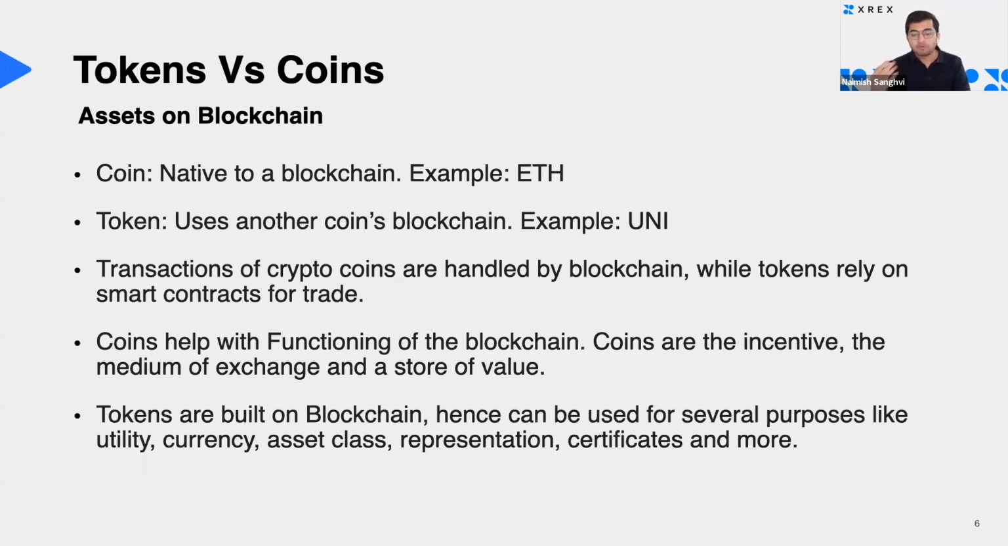Tokens are built on top of blockchain and hence can be used for several purposes. We already discussed that, like utility, currency, asset class. It could be a representation of something, signing agreements, certificates, etc. So that's the basic difference between coins and tokens. So every time someone says that they've invested in a token, think of that as a project that is built on top of another blockchain. And if they say it's a coin, that means it's its own ecosystem, it's its own blockchain.